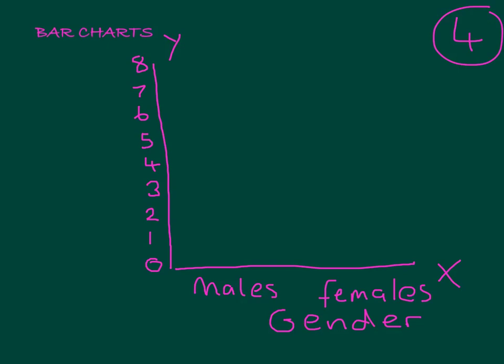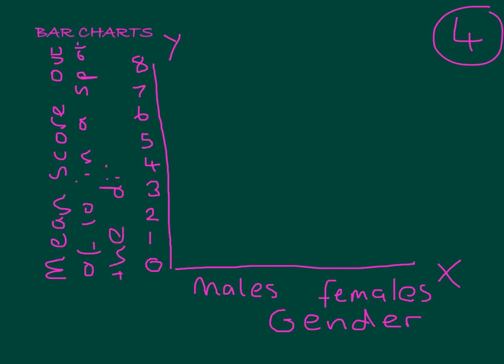So we need to put that it is a mean score and what it's a score out of. So as I said, this was out of 10. So mean score out of 10 on a spot the difference puzzle. Mean score out of 10 in a spot the difference puzzle.